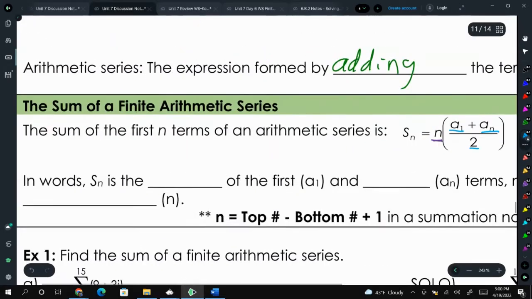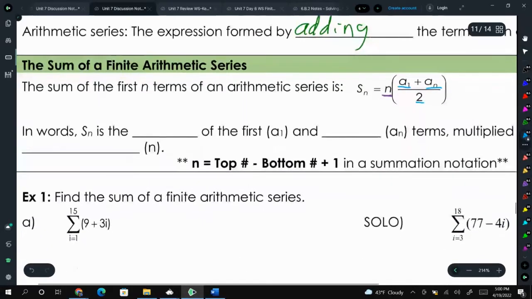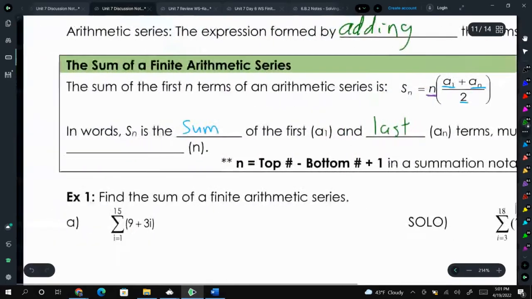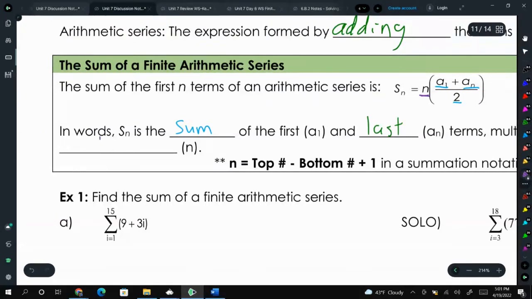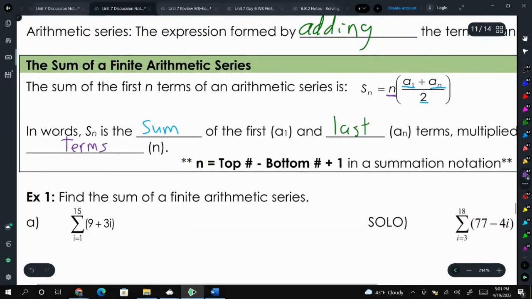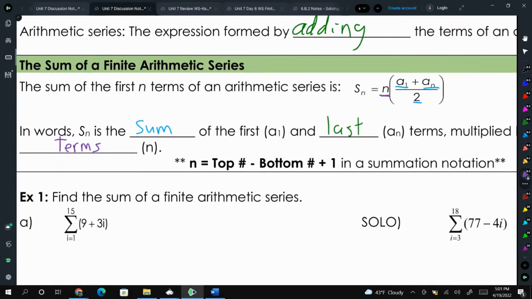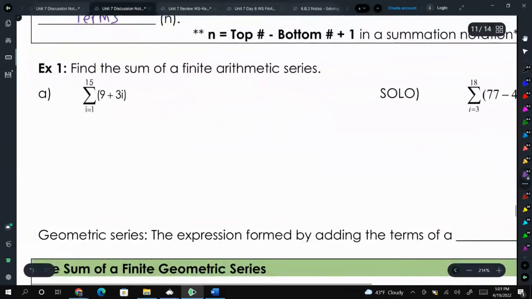Remember, a sub 1 is the first term, so S sub n is the sum of the first and last terms multiplied by the number of terms, n. Now, to figure out the number of terms, you want to subtract the bottom limit from the top limit and then add 1. So this makes much more sense when you look at these examples.